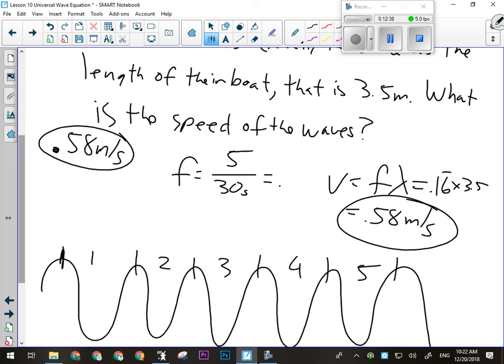You could also find the period by going 30 over 5 and then using that, going lambda over T. Either one will work. So that's one of the tricks that could happen. There aren't a whole lot of tricks to the universal wave equation, but that is certainly one of them. Another one could be that they give you a question about an echo.